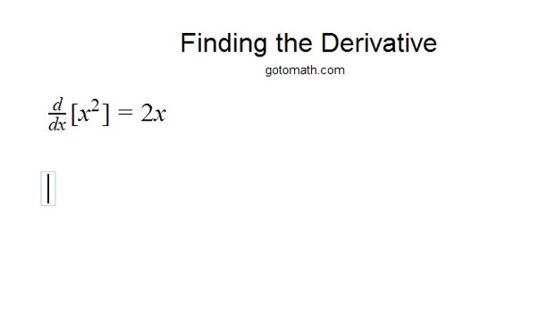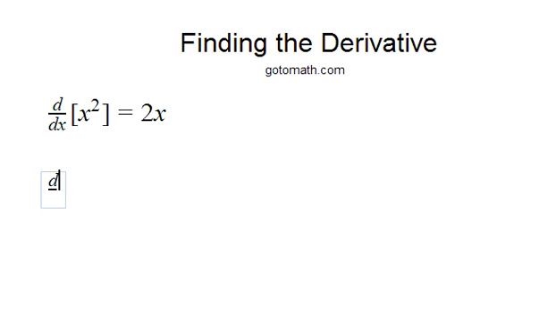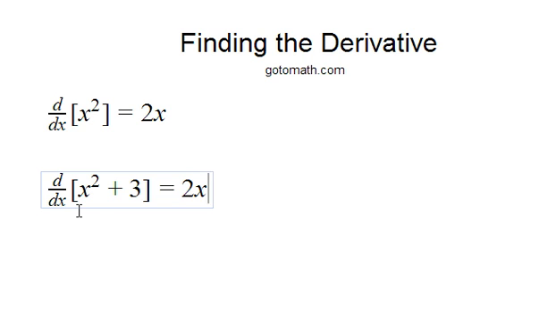Alright, let's look at another one here. Let's say we want to find the derivative of x squared plus 3. We know what the derivative of x squared is. That's just going to be 2x.